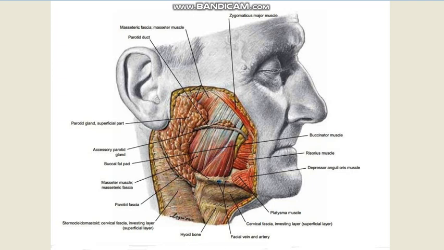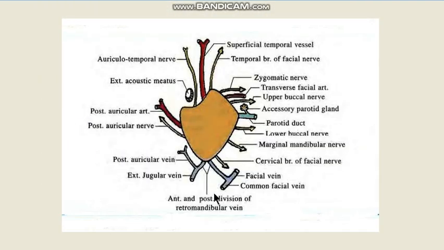Now let us see what structures are actually protruding out of these borders. Now from this anterior border you can make out the following structures: the branches of the facial nerve, that is the zygomatic nerve, the upper buccal, the lower buccal, and the marginal mandibular branches. Apart from that, you can make out the transverse facial artery and the parotid duct itself, and also the small accessory parotid gland.